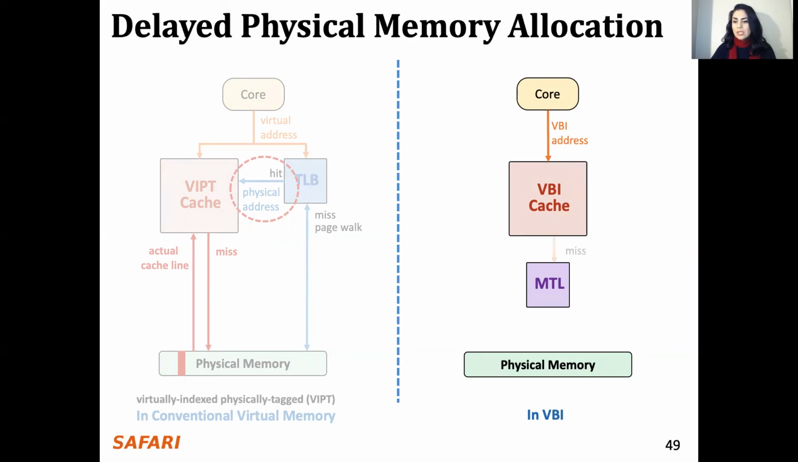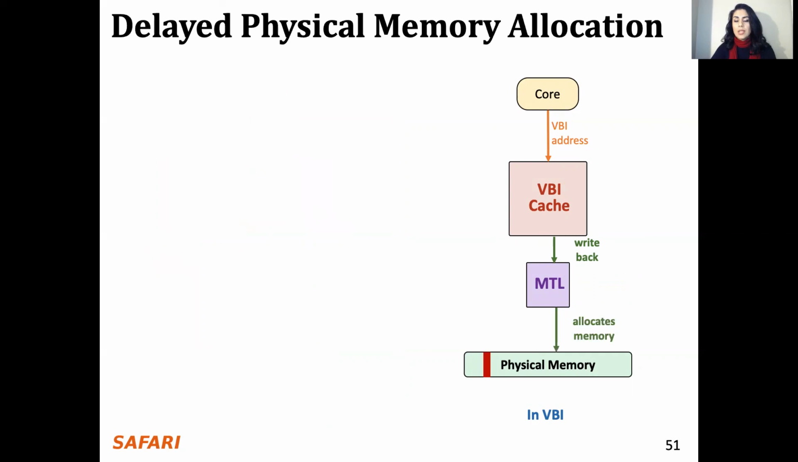Accordingly, on a cache miss, if the MTL realizes that there is no memory allocated for the requested cache line, it simply returns a zeroed cache line. In this mechanism, the memory allocation for the VB happens when the first cache line of the virtual block is written back to the memory. On the write back, the MTL defines the VBI address to physical address mapping for the virtual block and allocates the virtual block in the physical memory. The delayed physical memory allocation provides VBI with many benefits that are not easily possible in the conventional virtual memory.